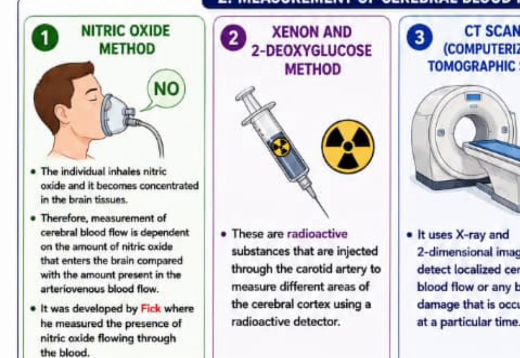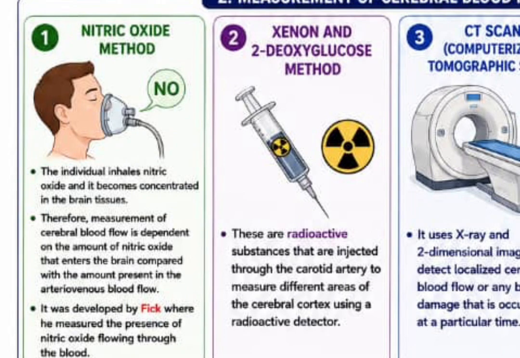So if a patient inhales nitric oxide, what happens? You want to check the amount of nitric oxide that is present in the brain tissue, per the difference in the arteriovenous blood flow. So you want to measure the amount of nitric oxide in the brain tissue and the difference in the arterial and the venous system. You want to measure it.